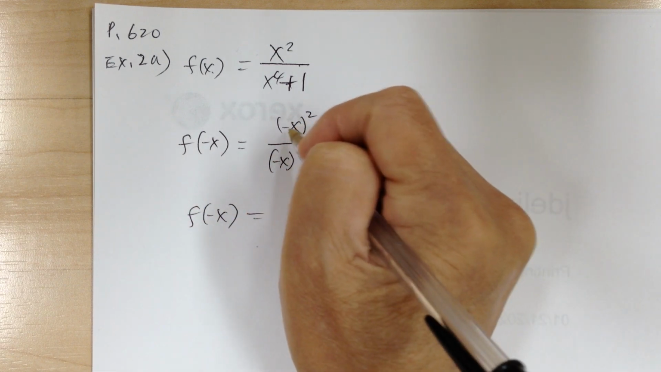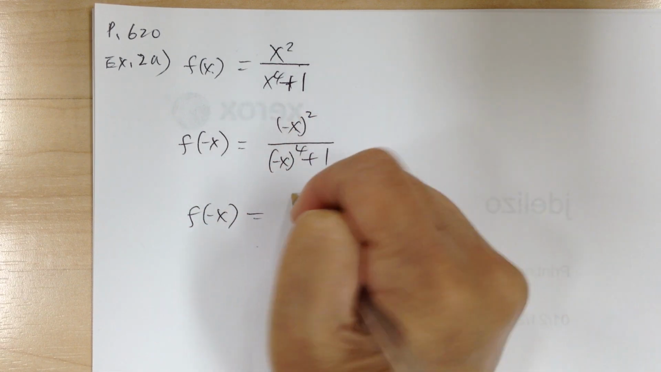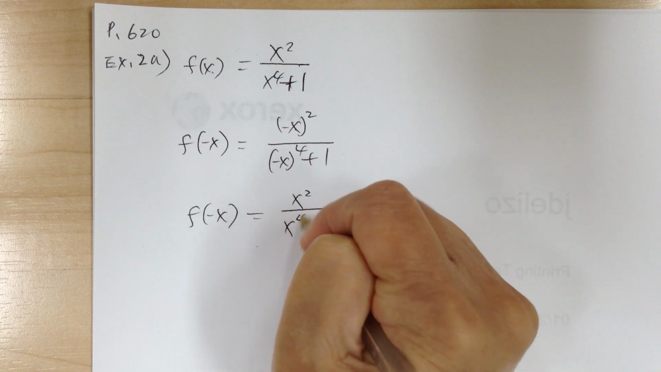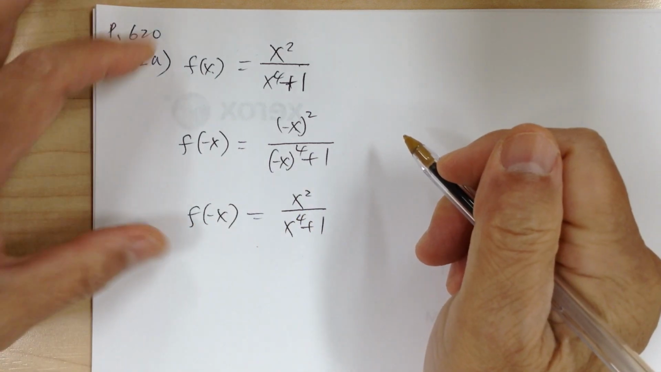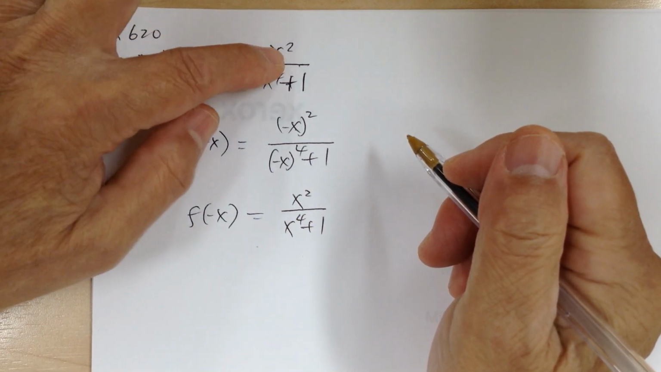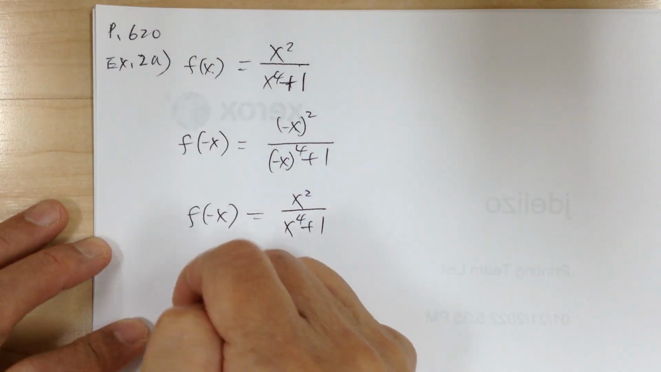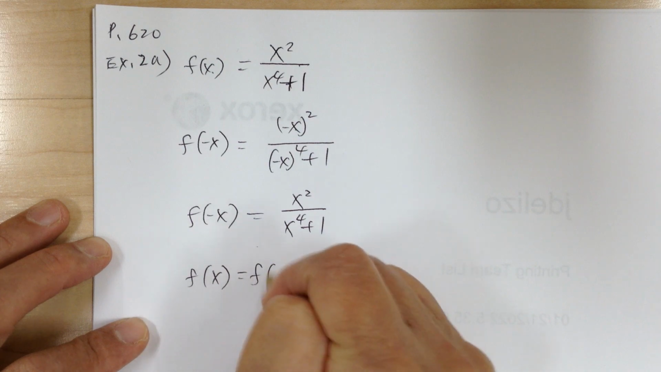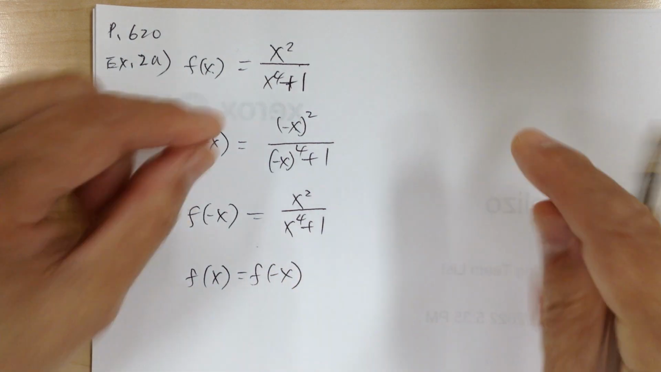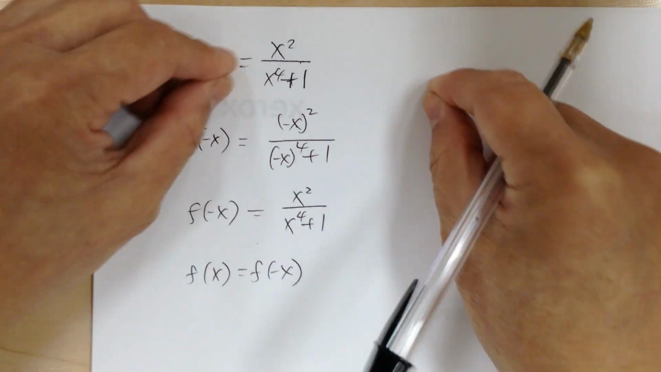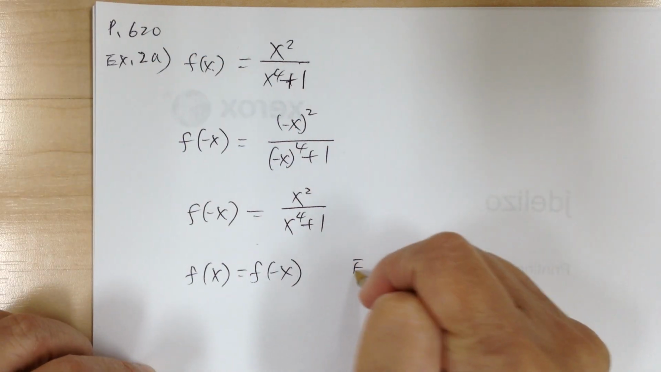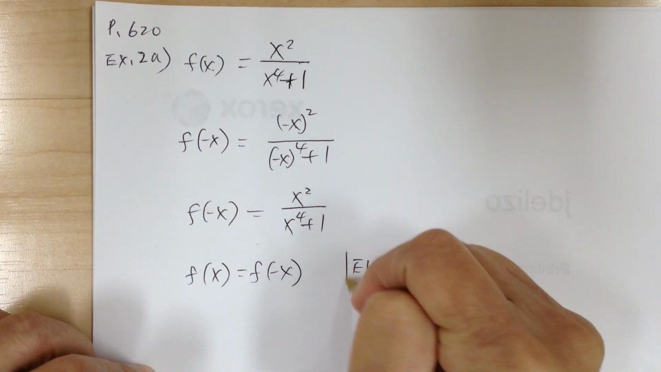So this one, the negative squared will give you positive. So you're going to get x squared over x to the 4th plus 1. Then you compare with the original. Notice f of x equals this, f of -x equals that, and they're exactly the same. So f of x equals f of -x. If they're the same, so again, if x and -x have the same value, then it's an even function.